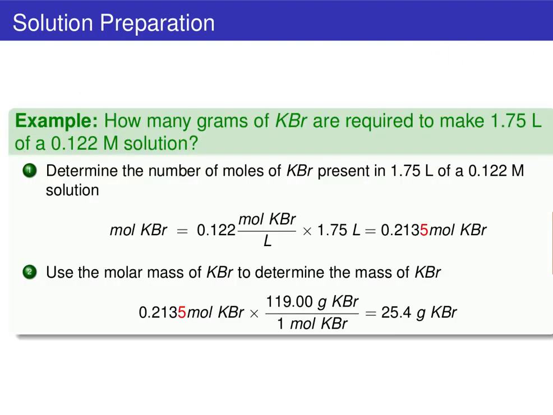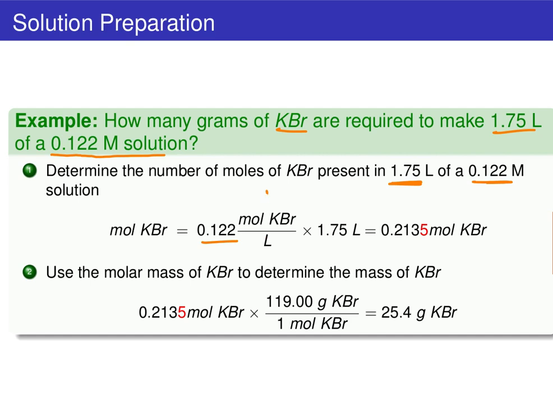Okay, so let's look at some of the calculations and a little example that are involved with this process. Let's assume that we want to come up with a 1.75 liter volume of a 0.122 molar solution of potassium bromide. The first question is asking us how many grams of potassium bromide are going to be required. To determine the number of grams, we basically have a 2-step process. First, we need to determine the number of moles, using the desired volume and the desired concentration and basically multiplying straight across.